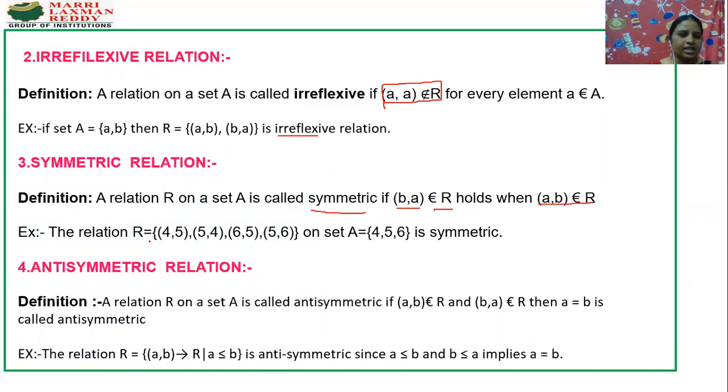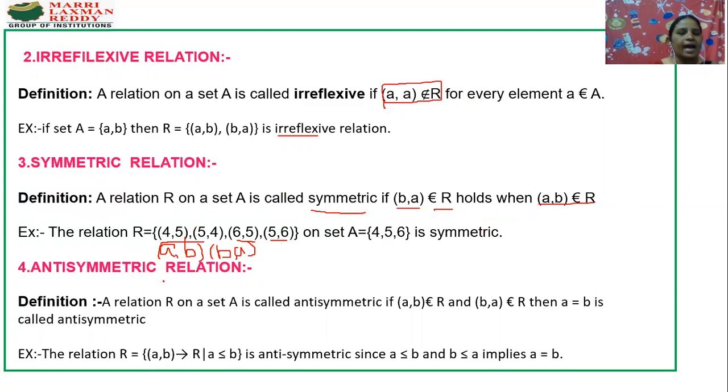For better understanding, look at the example: (4,5), (5,4), (6,5), (5,6). Consider this as (a, b). (a, b) is present in the relation. In the same way, (b, a) is also present in the relation. So (a, b) belongs to R and (b, a) also belongs to R. Then this relation is a symmetric relation.